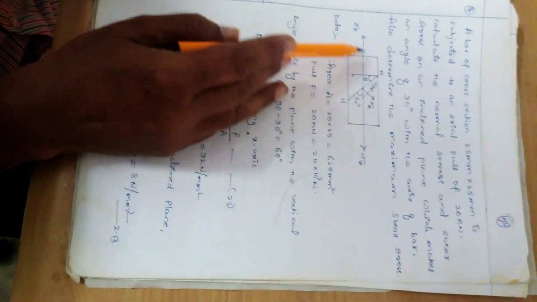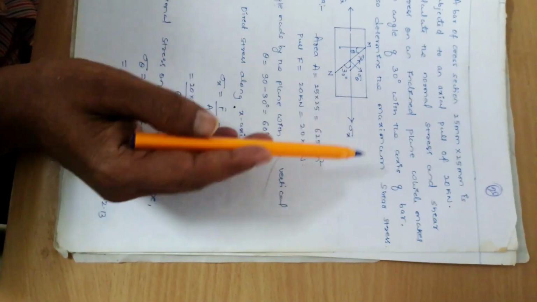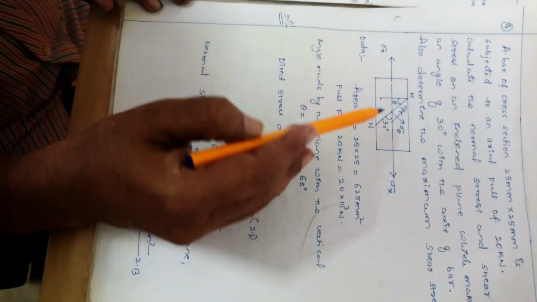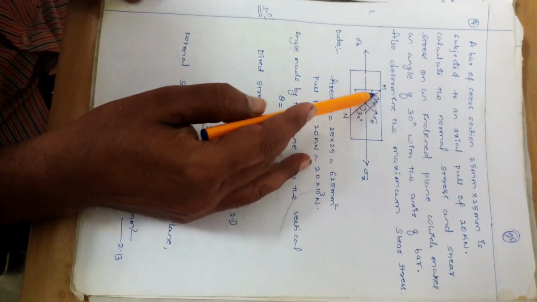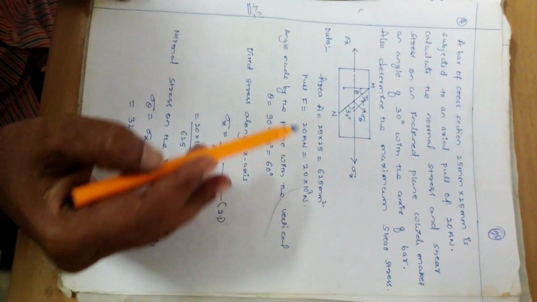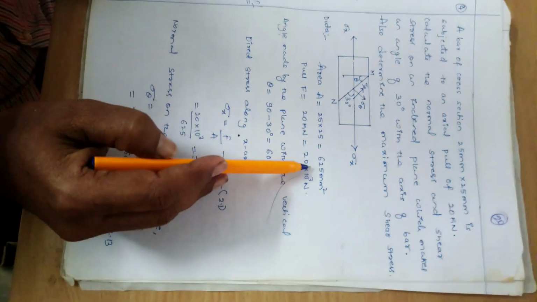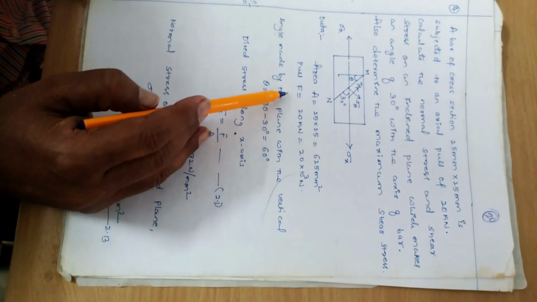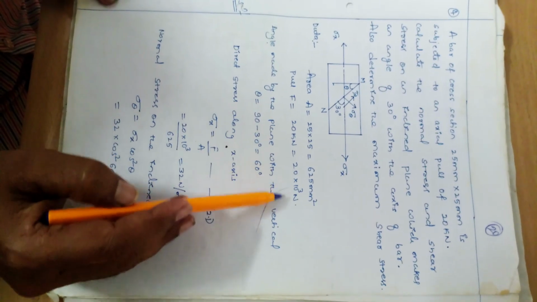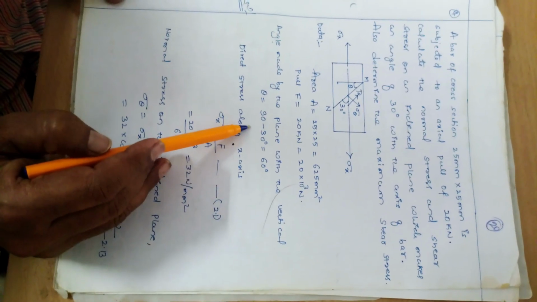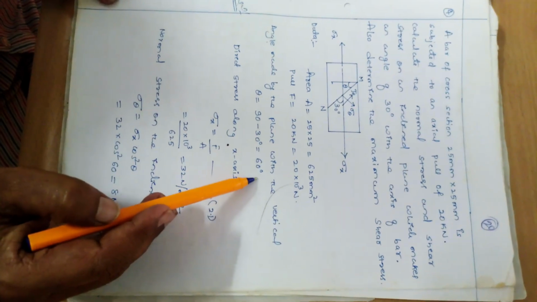So you can draw the diagram first like this. Sometimes you will be given the same diagram in the question paper also. So sigma x on both sides, theta, and shear stress is acting like this and normal stress is acting like this. So area will be 25 into 25, 625 mm square. So pull will be 20 kilonewton, 20 into 10 raised to 3 Newton. The angle made by the plane with the vertical will always be taken as 90 minus 30, that will be 60 degree.